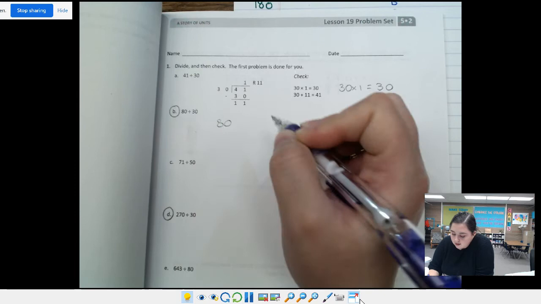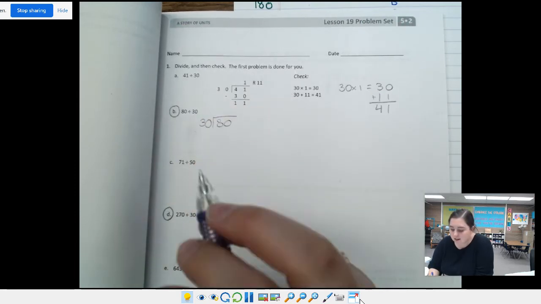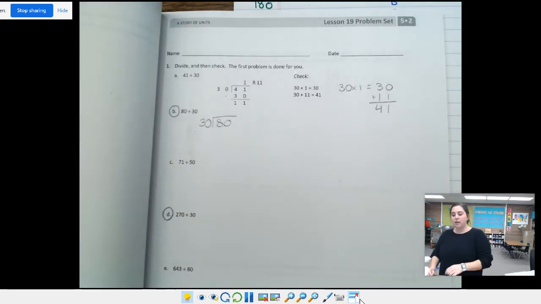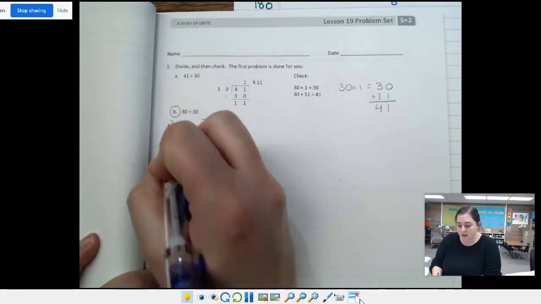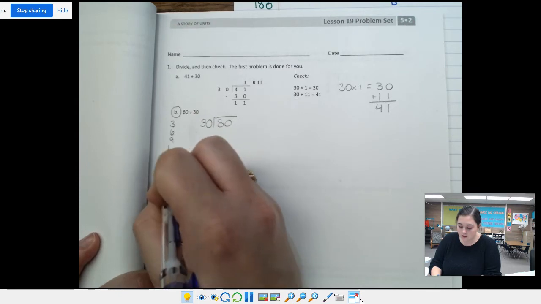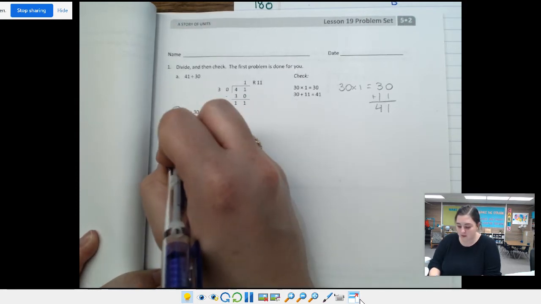80 divided by 30. Make sure 80 is underneath the division symbol. Okay, now I'm going to count. I don't know how to count by 30, but I do know how to count by 3. 3, 6, 9, 12. Now let's make it by 30. So I'm going to add a 0.